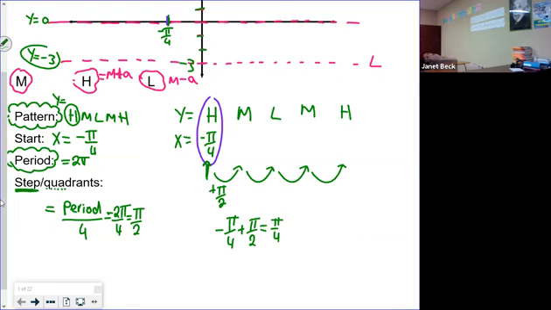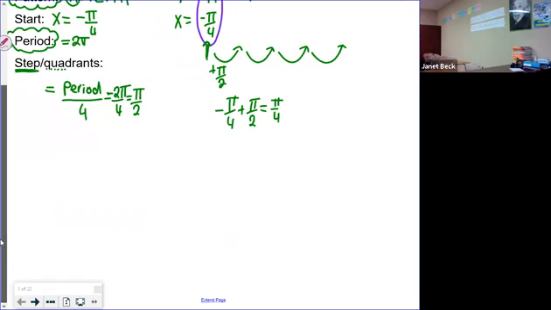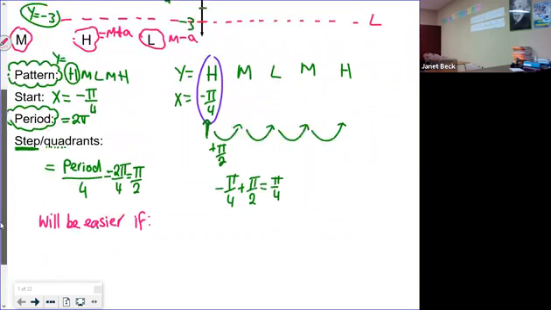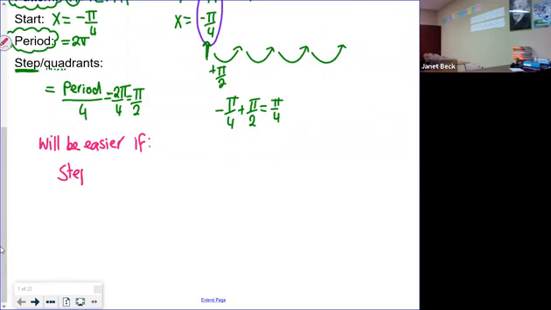But what happens if you couldn't do that in your head? What do we need to make it easier to take the steps? This will be easier, and this is true on all of the graphs, if the step and the start have the same denominator. Ooh, that's not spelled denominator. Whenever you're graphing them, look for the step and the start and give them the same denominator. That will make graphing them so much easier.